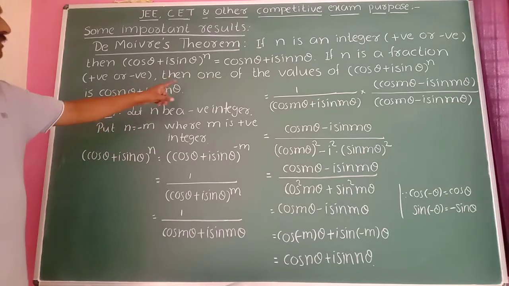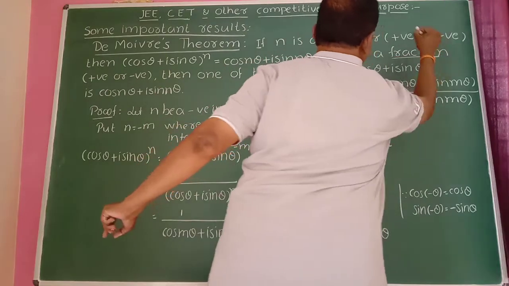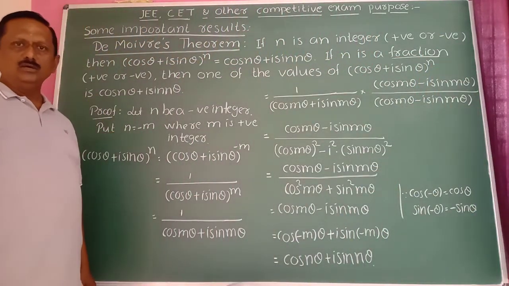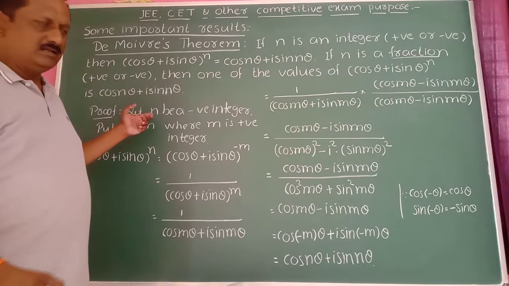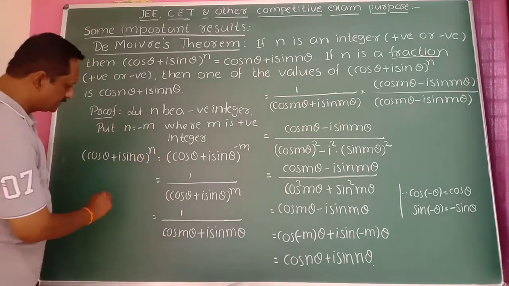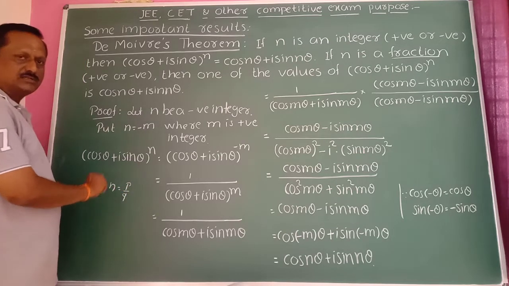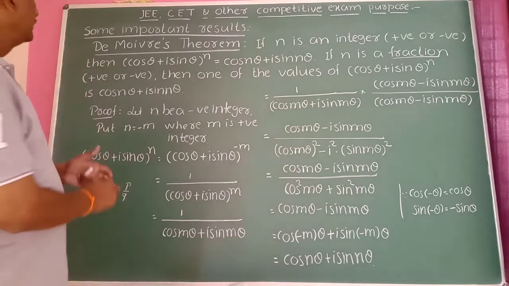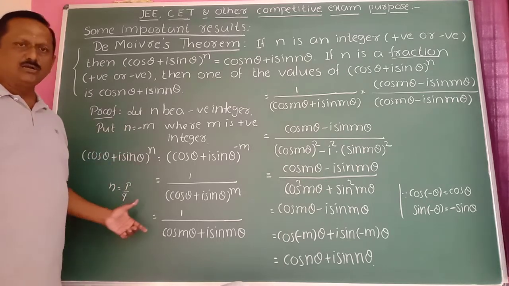Similarly, in the third case it is true for all positive integral fractions. Suppose n is p upon q, again LHS is equal to RHS. Therefore it is true for any positive integer, and for any negative integer. Even if it is a fraction, meaning n = p divided by q, in this case also LHS is equal to RHS. It is a theorem, and this statement is important for competitive examinations. Proofs are not important here.